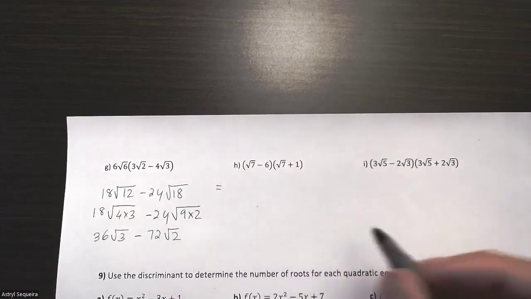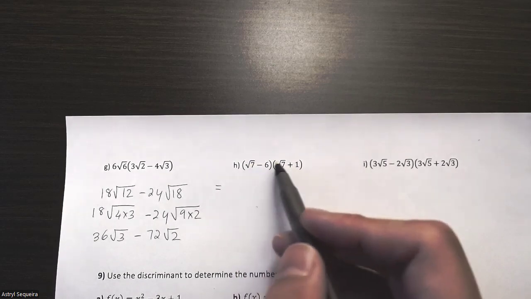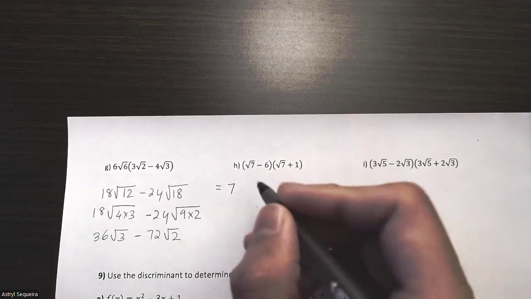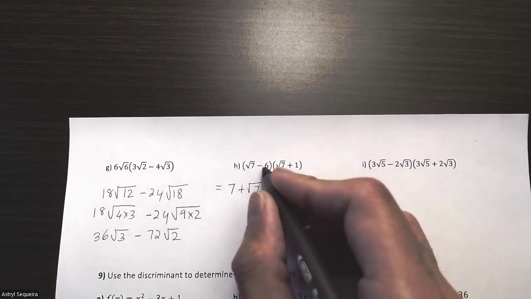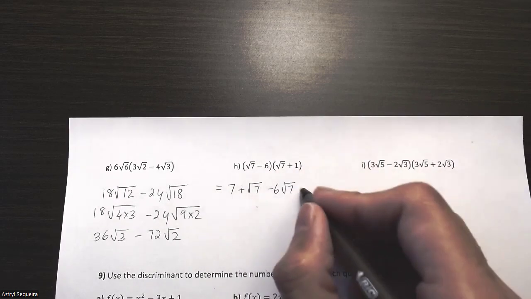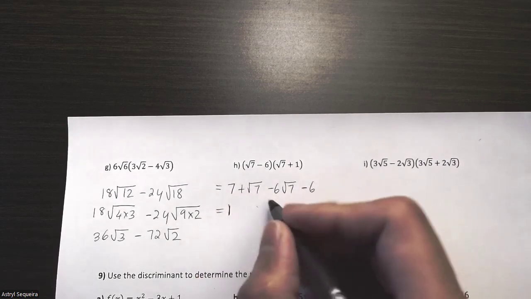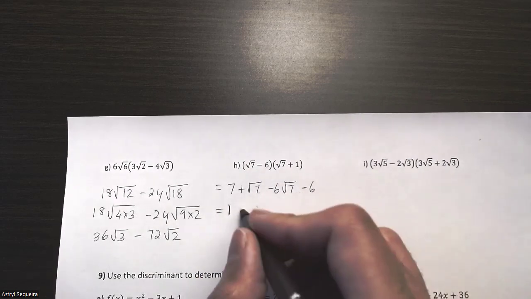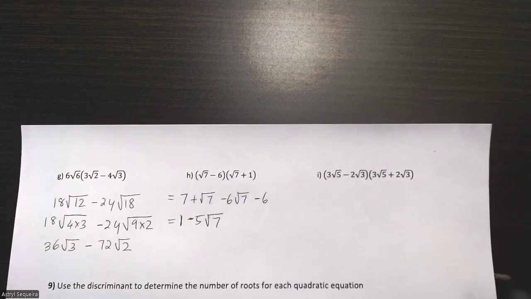Let's do H next. Over here, I'm foiling out the two brackets. Root 7 times root 7 is just 7. Root 7 times 1 is root 7. Negative 6 times root 7 is negative 6 root 7. Negative 6 times 1 is negative 6. 7 minus 6 is just 1. Root 7 minus 6 root 7 is negative 5 root 7.